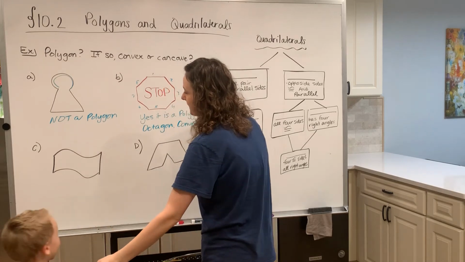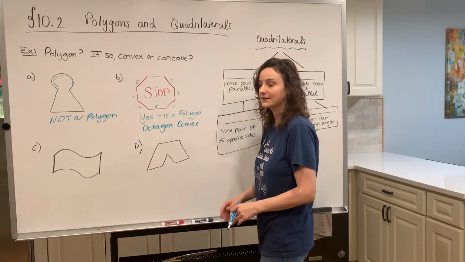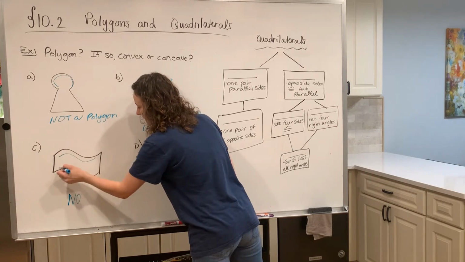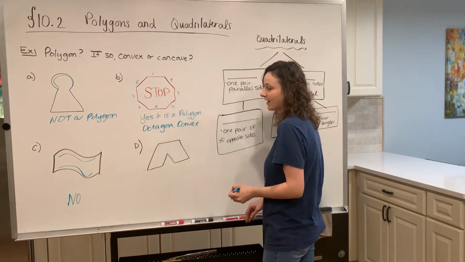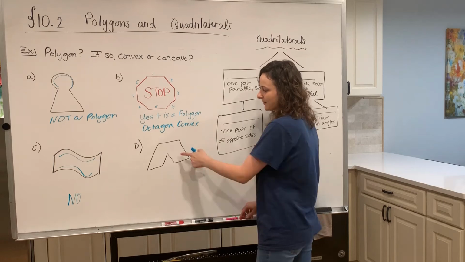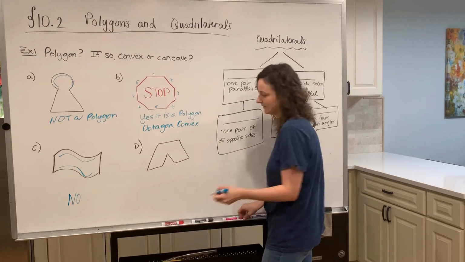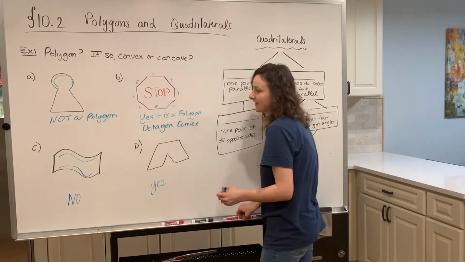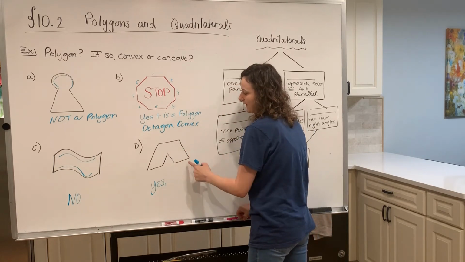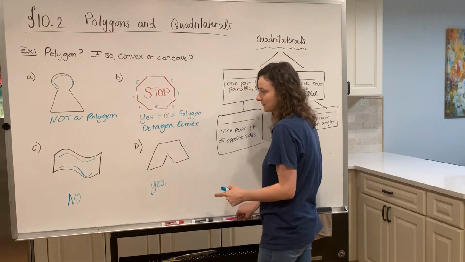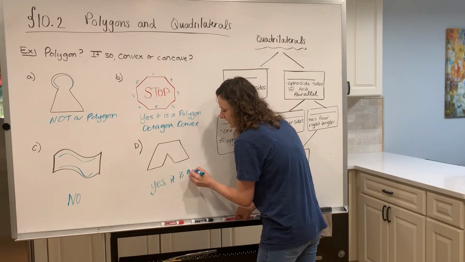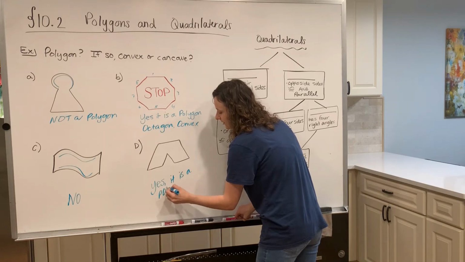Convex. All the sides of the octagon are flexing outwards. Now, part C. Is part C a polygon? No, it is not a polygon. Notice the waves in the top and the bottom sides here. That is not a polygon. And part D, is this a polygon? The answer, yes, because it's a closed shape made up of all straight lines. So yes, it is a polygon.